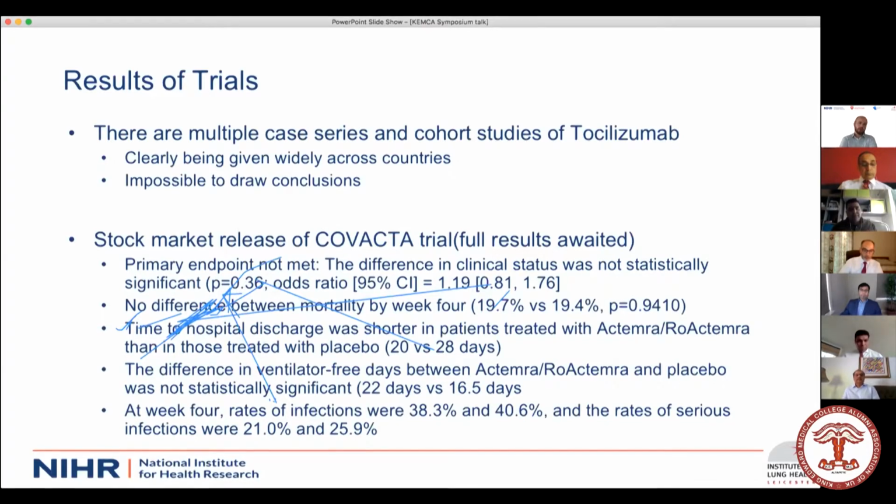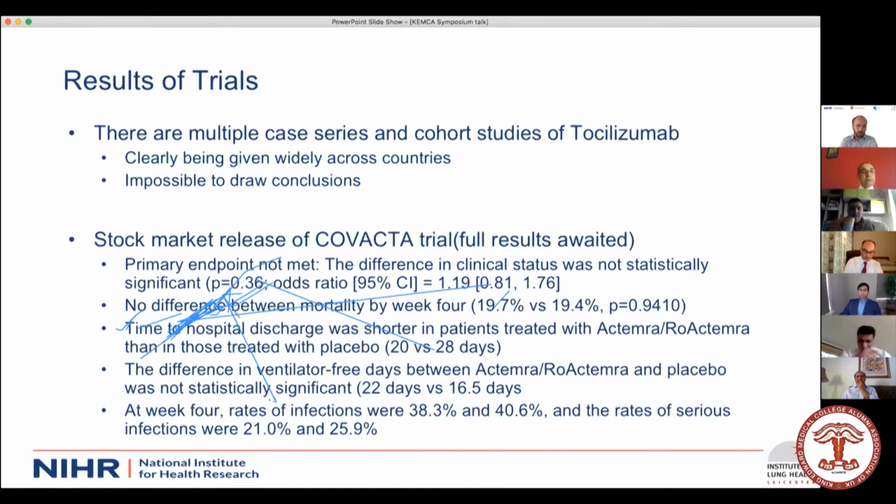there are multiple case series and cohort studies of tocilizumab, and it's clearly been given widely across countries. But I would argue it's impossible to draw conclusions with any of these cohort studies. They generally don't have a matched cohort. If they do have a matched cohort, it's usually for reasons. And I worry about observer bias in giving tocilizumab.